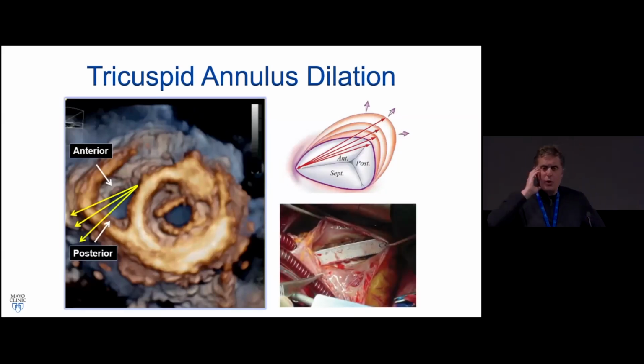And so have you ever wondered, when you look at the surgical literature and the surgeon goes in there and they actually take a ruler and they measure how dilated the annulus is, they use a number of like 70 millimeters or 71 millimeters. And in echo, we use a measurement of 40 millimeters or 21 millimeters per meter squared. Because what the surgeon is measuring is really the direction in which the annulus is dilating.